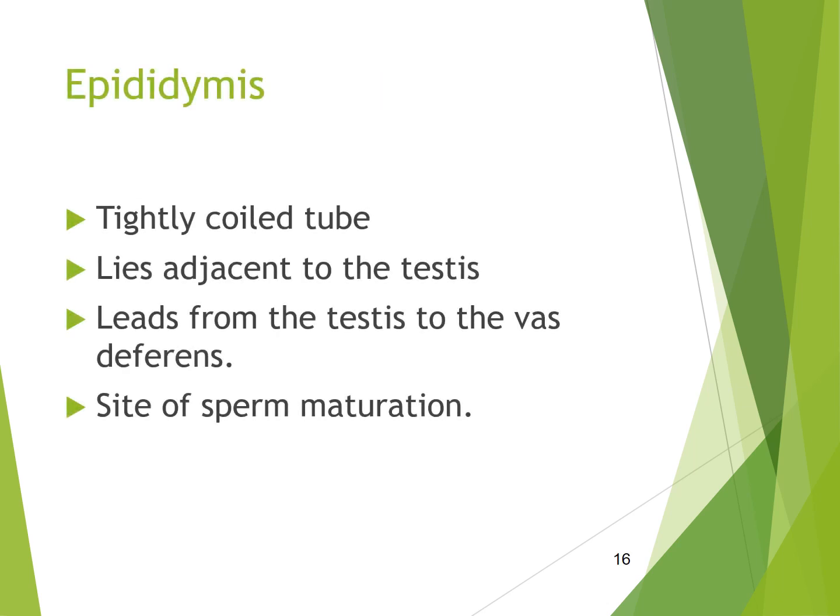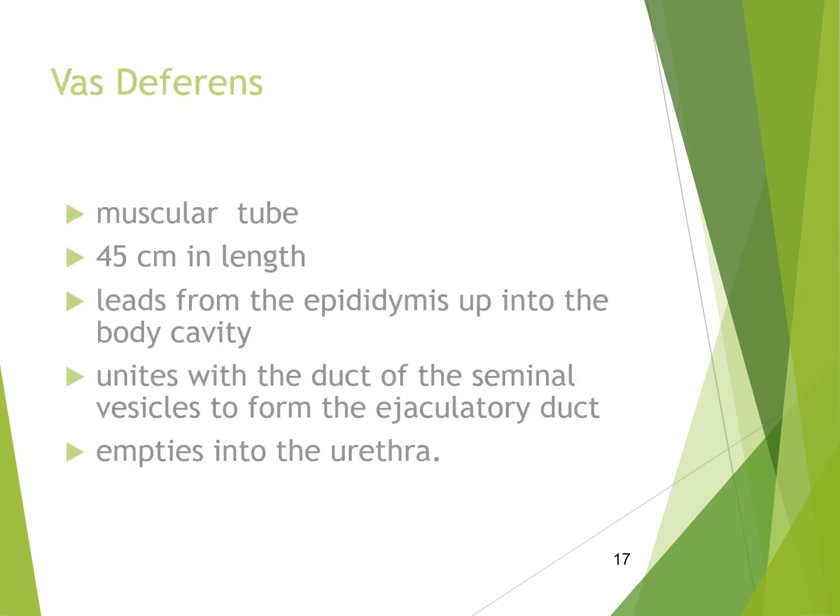The epididymis is a tightly coiled tube. It lies adjacent to the testes. It leads from the testis to the vas deferens. The epididymis is where sperm mature. The vas deferens is a muscular tube about 45 centimeters in length. It leads from the epididymis up into the body cavity. It unites with the duct of the seminal vesicles to form the ejaculatory duct. The vas deferens then empties into the urethra.